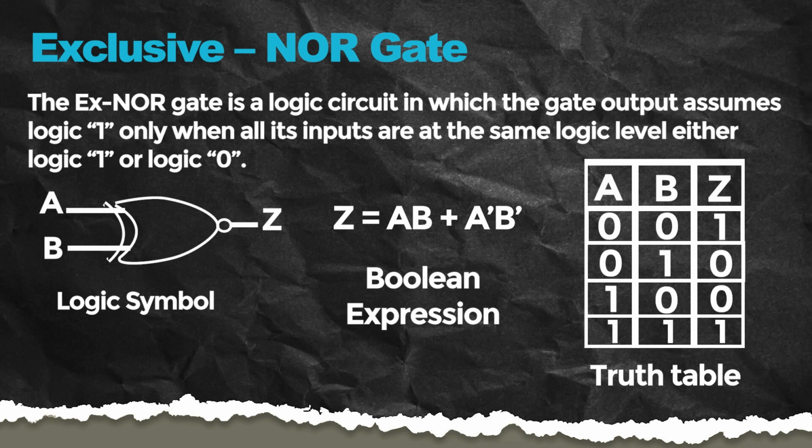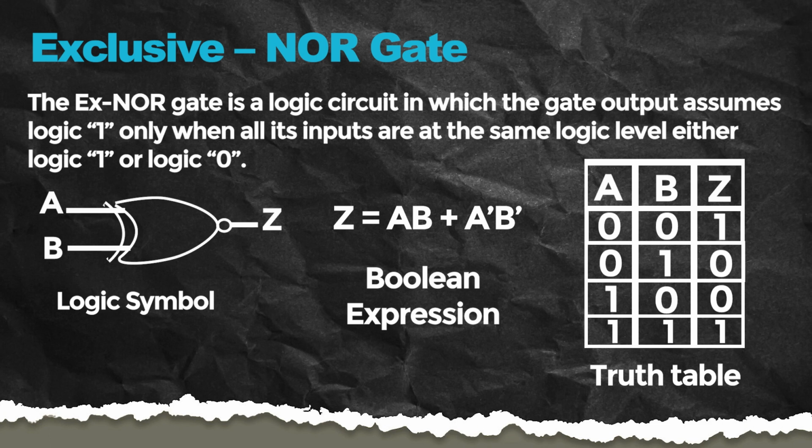And from the truth table, you can see that when both the input variables A and B are 0, the output is 1. When one is 0 and the other is 1, that is the third row, the output is 0. In the fourth row, when A is 1 and B is 0, the output is 0. When both the inputs, that is the last row, A is equal to 1 and B is equal to 1, the output is 1. You can see that when both the inputs are at the same logic level, the output is high. That is, when both the inputs are 0, 0, Z is equal to 1. When both the inputs are 1, 1, the output is again 1.